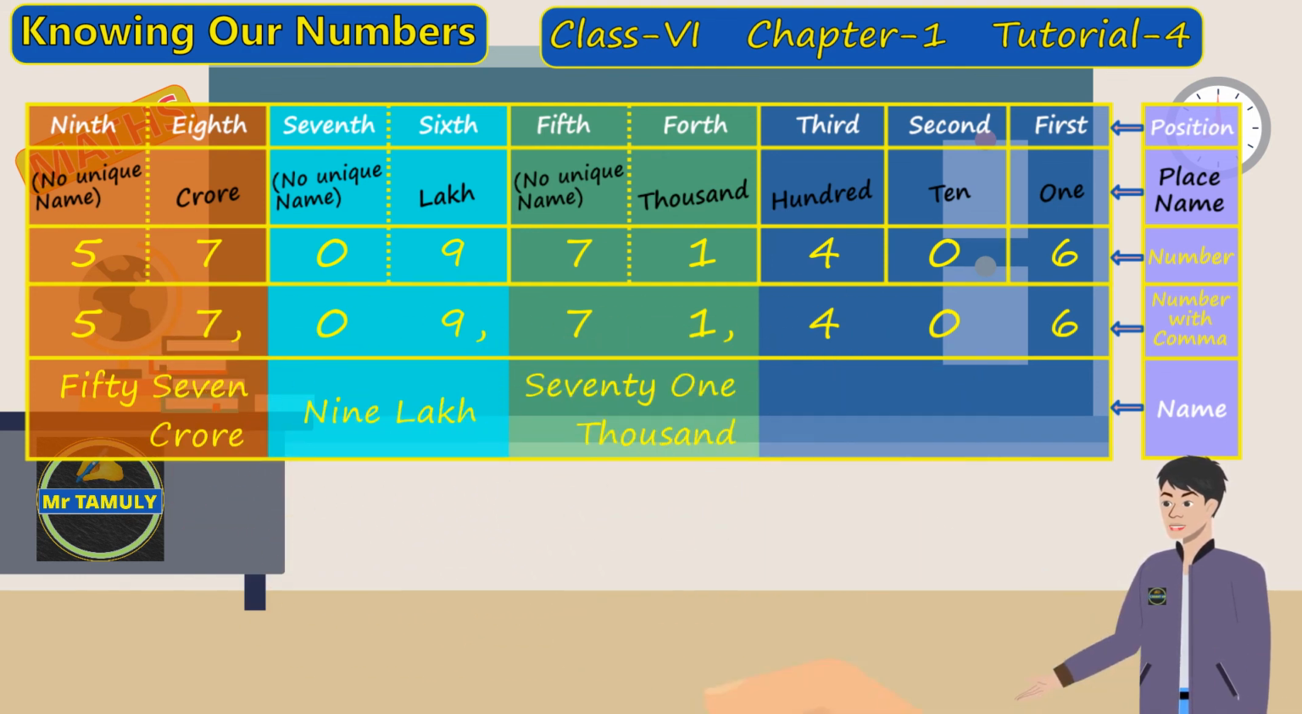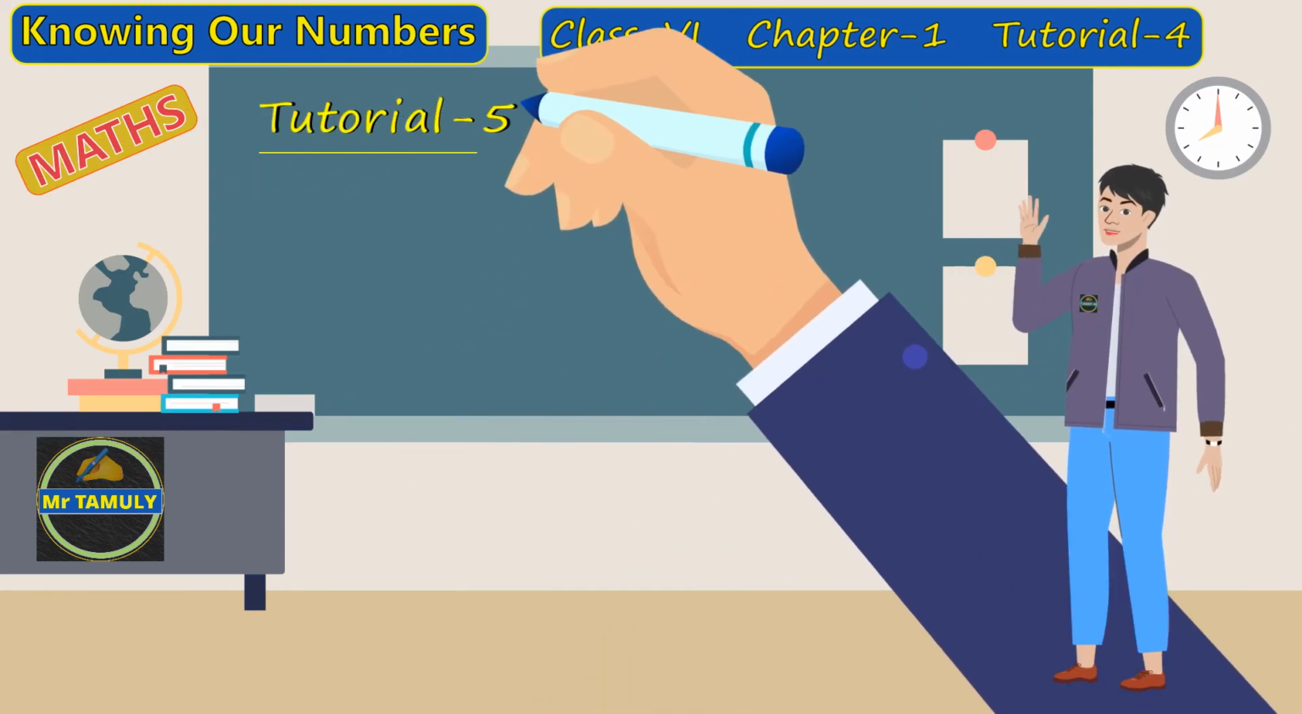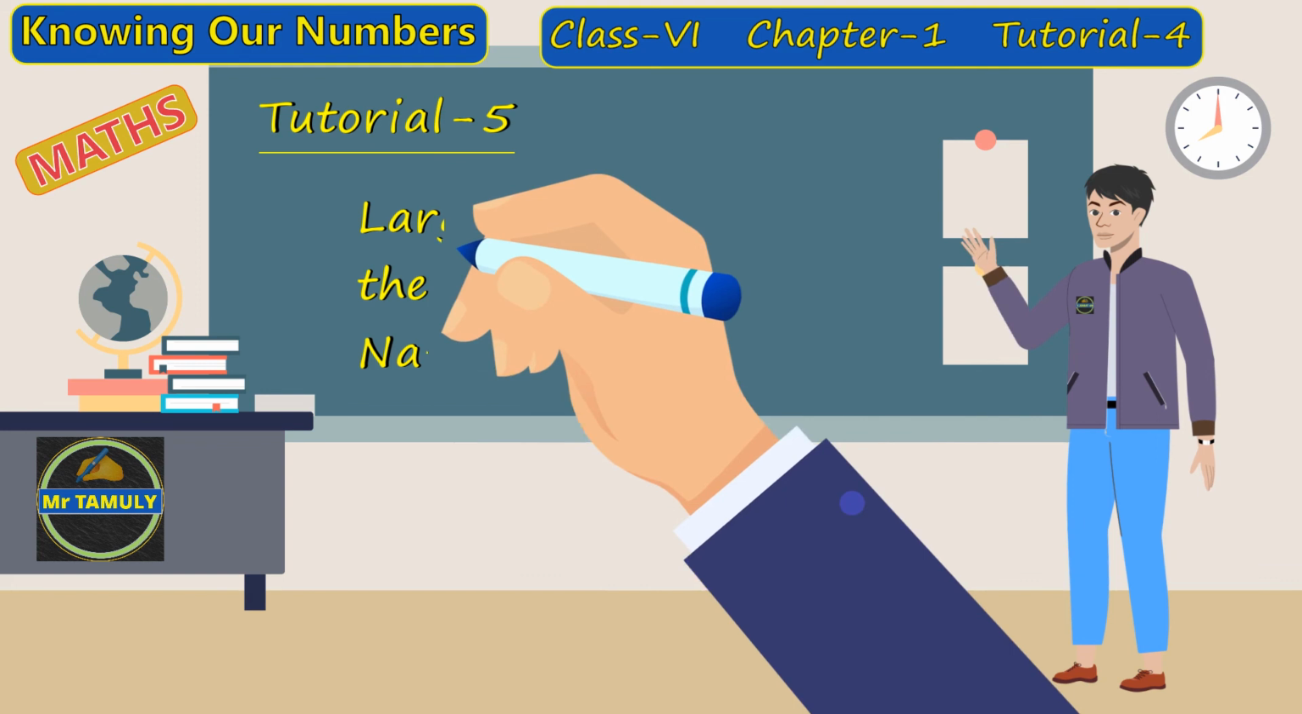9 lakh 71 thousand 406. So that's it for tutorial number 4. In tutorial number 5 we shall learn the international names of larger numbers.